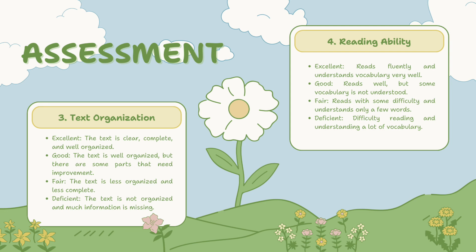And then the reading ability, the excellent one is reads fluently and understand vocabulary very well. And the good one reads well, but some vocabulary is not understood. The fair one reads with some difficulty and understand only a few words. And the deficient one is difficulty reading and understanding a lot of vocabulary.